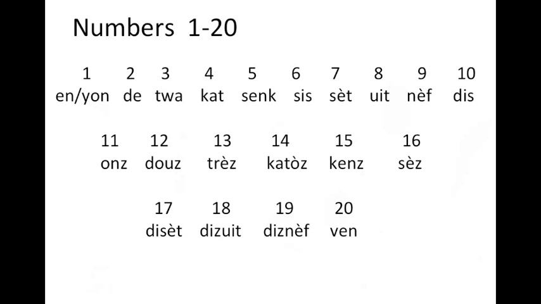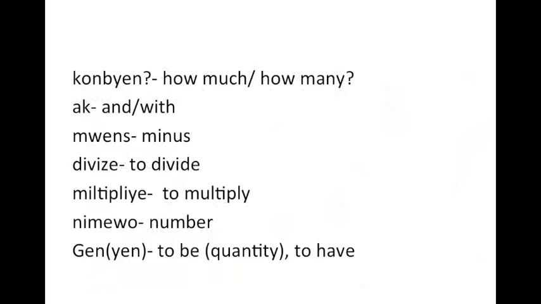Another thing you will notice is that there are two ways to say one. When we're counting, we're going to use the first one, which is un. But in any other context, we're going to use the second, which is yon. So, for example, if I want to say one person, I would say yon mun. If I want to say one book, I would say yon livre. So, let's go ahead and move on to objective number two.